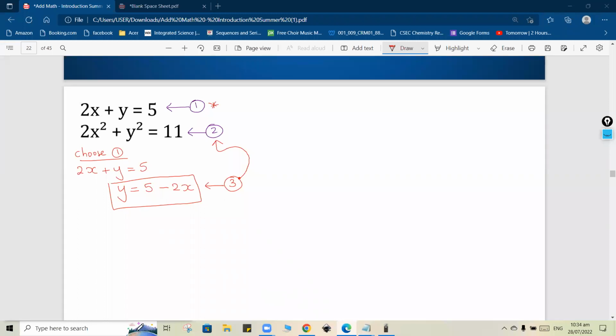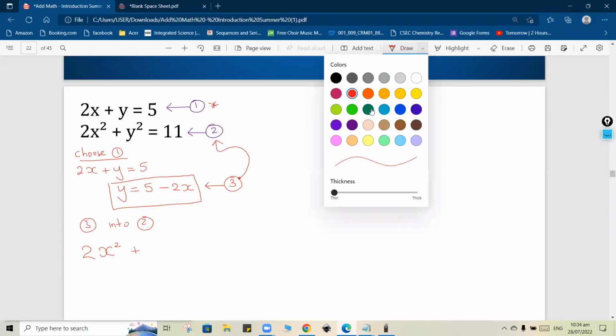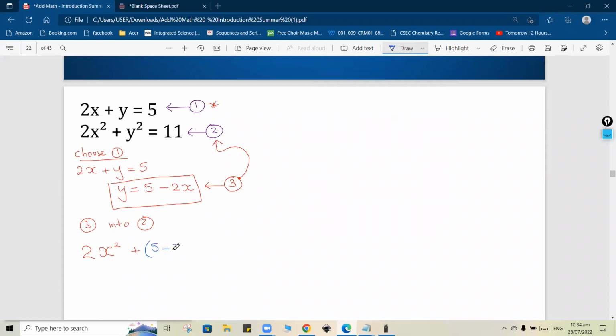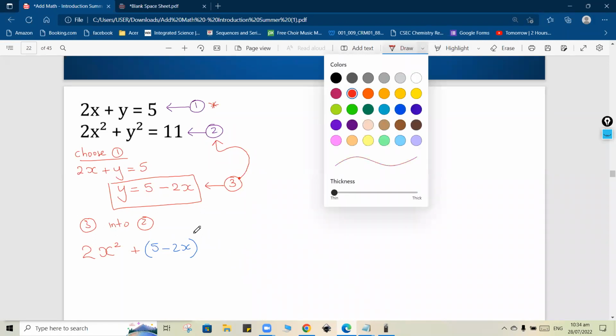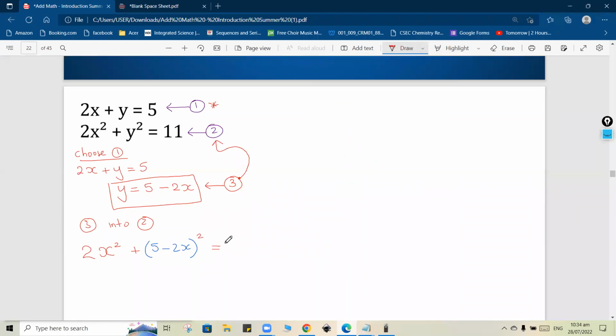Right, so I just want to make sure that we have this correct now. When we put equation 3 into 2, it should look something like this. 2x squared plus y squared, but we don't want that y. So we throw away that y, and in its place, we put in brackets 5 minus 2x, close the brackets. Don't forget to square it, and it's equal to 11.